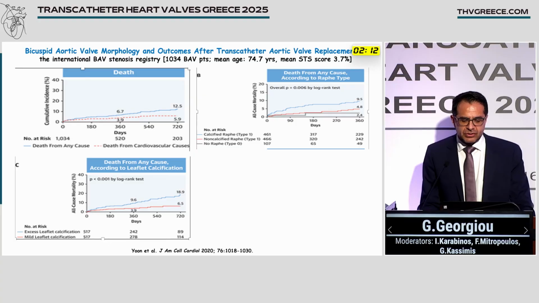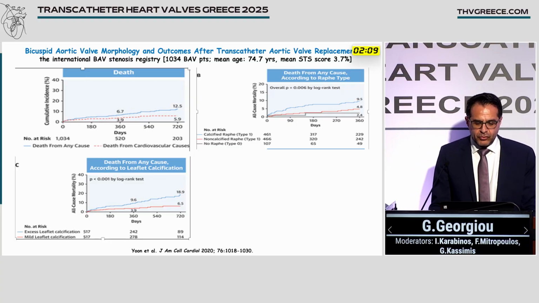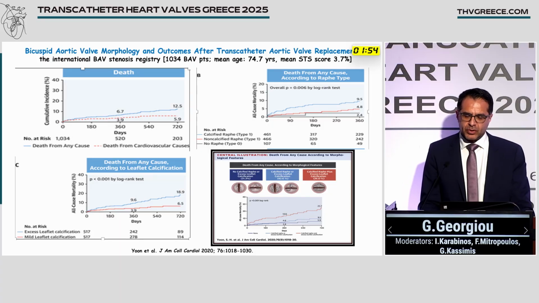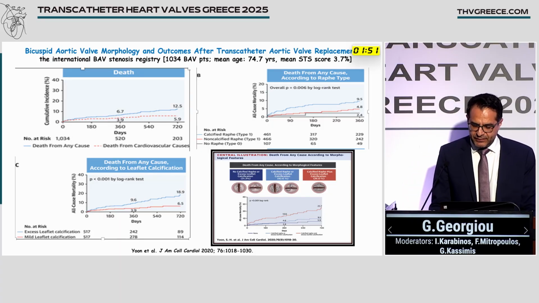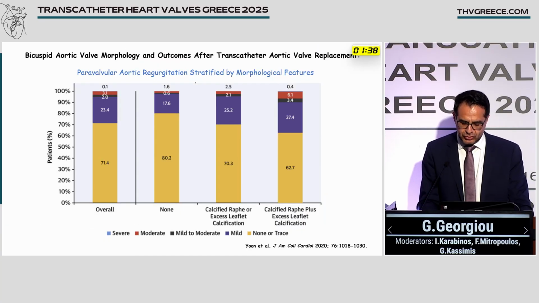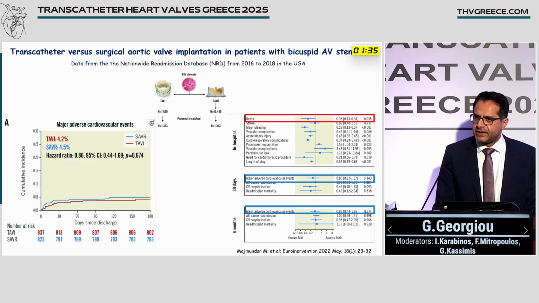A very interesting registry focused on the patients who have excess leaflet calcification and calcification on the raphe, and showed that these two factors increase significantly the risk of complications when both of them are present. So with excess leaflet calcification and calcified raphe, the risk of major adverse cardiovascular events at 2 years is 25%, significantly higher compared to the patients without these two risk factors.